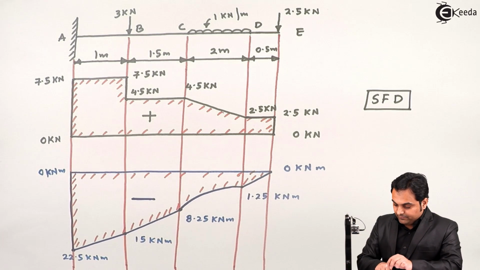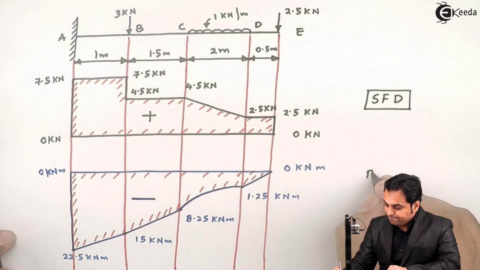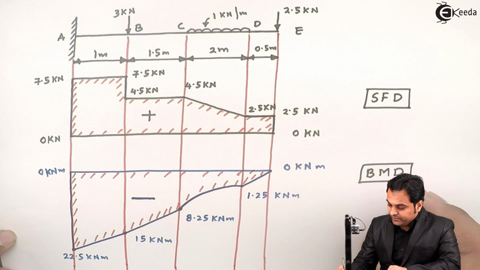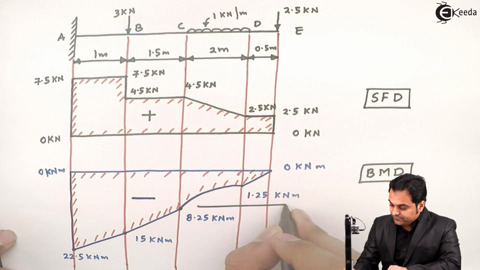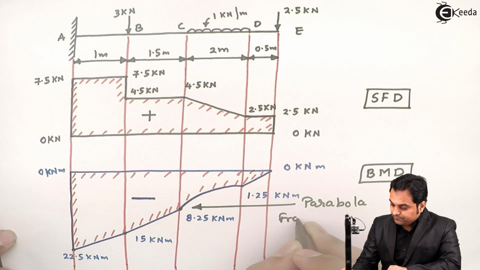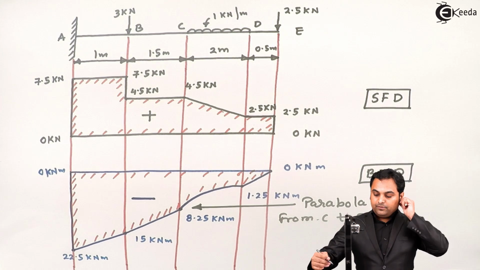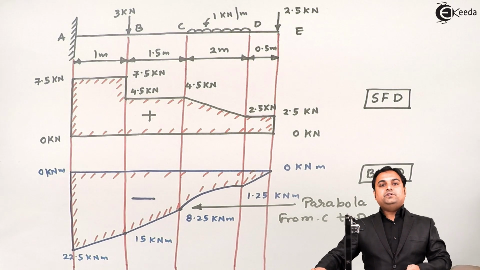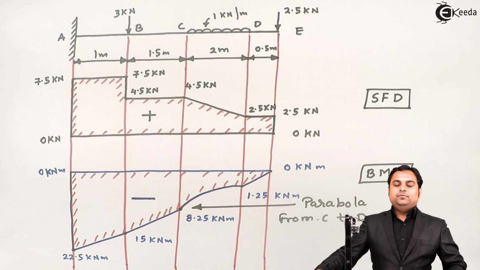So this is the bending moment diagram, where I'll write down that there is parabola from C to D, and once we have completed the shear force diagram and bending moment diagram, we can say that the problem is completed.